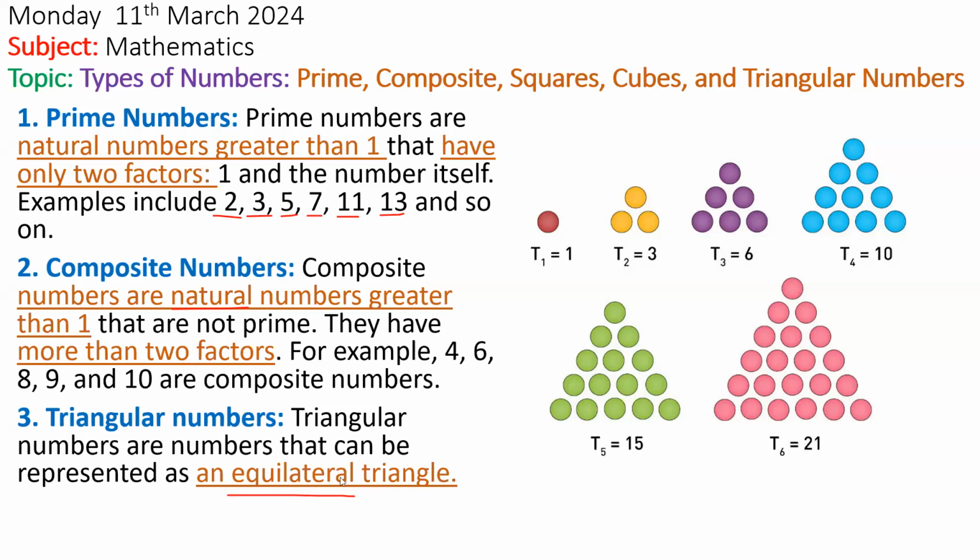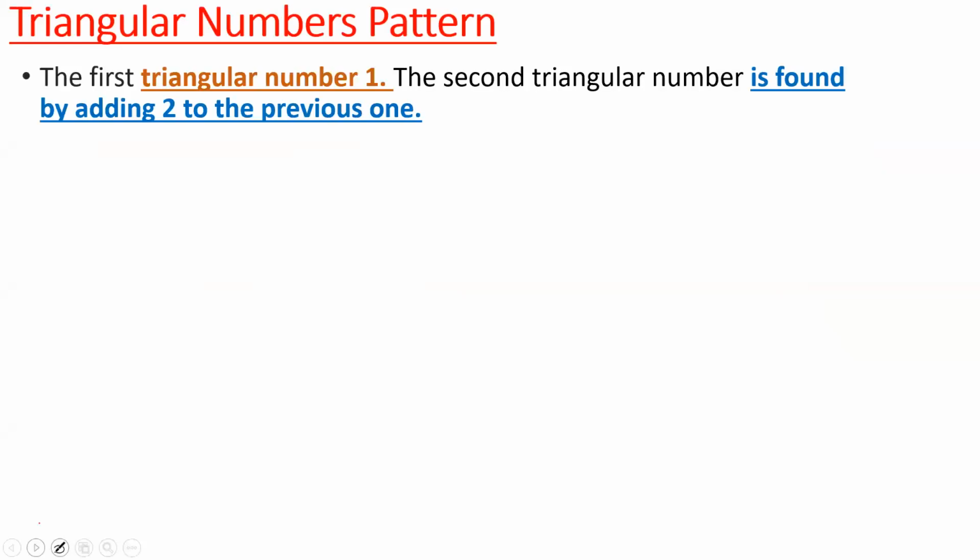Could they go into 3? No, because 10 is a triangular number and it doesn't go into 3. It's not divisible by 3. So the way that you figure it out is that there's a pattern, right? And you could easily see the pattern. So we're going to be looking at the triangular number pattern.